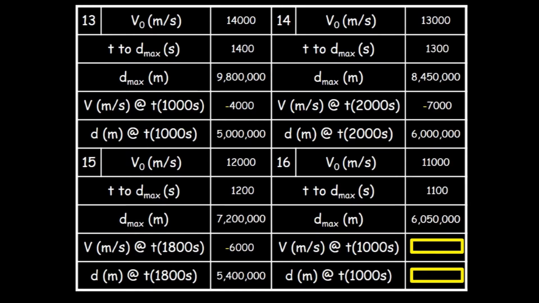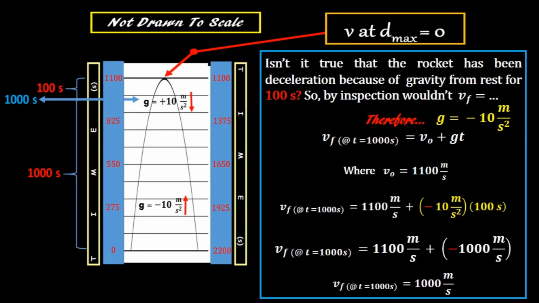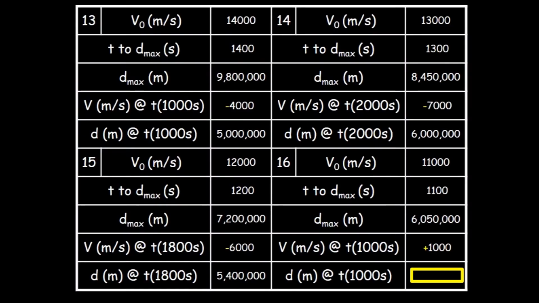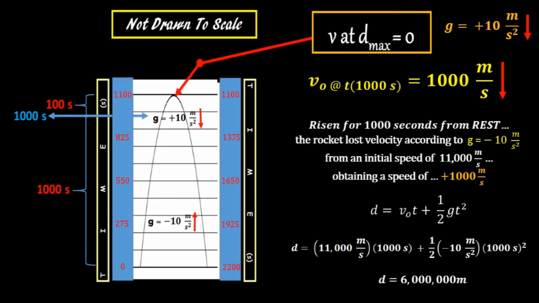Now the velocity at 1,000 seconds, obviously that's going to be before the Dmax. There it is at 100 seconds from the top. That's going to be a positive 1,000, positive because it's in that direction up, negative velocity down, and the reverse for gravity.